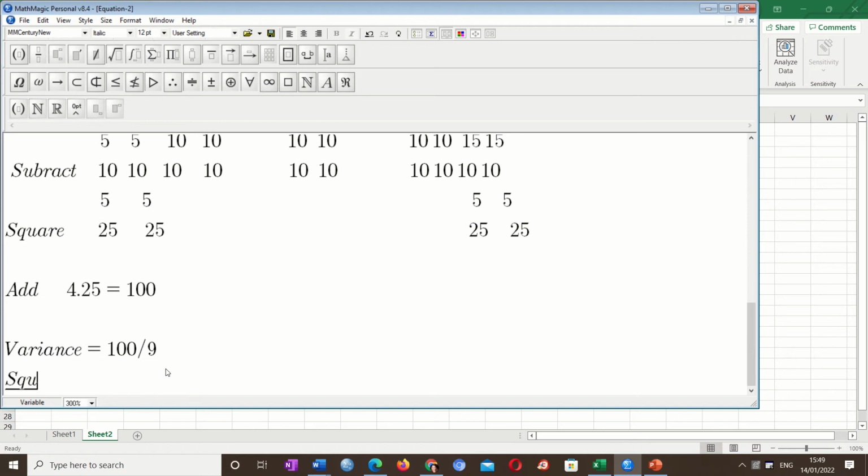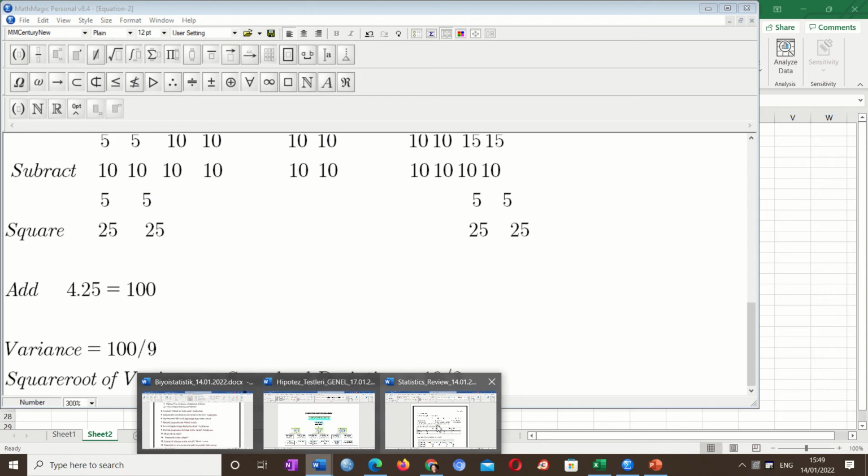Okay, the square root of variance. What is it? Standard deviation. And the square root of this number is 10 over 3. You can leave it like that. Okay, so this is the first question.